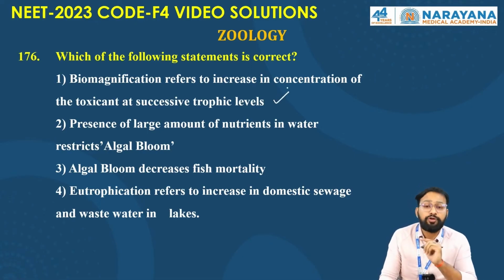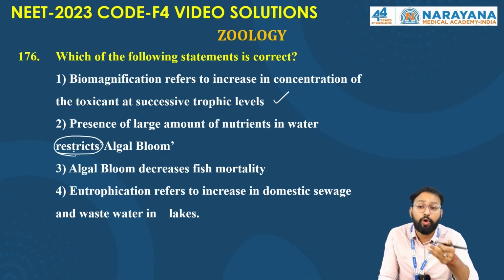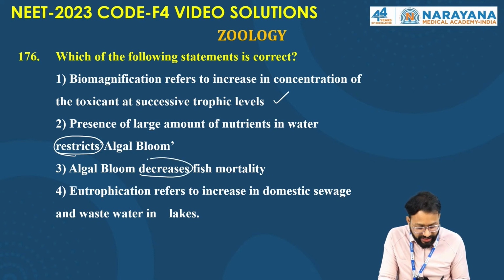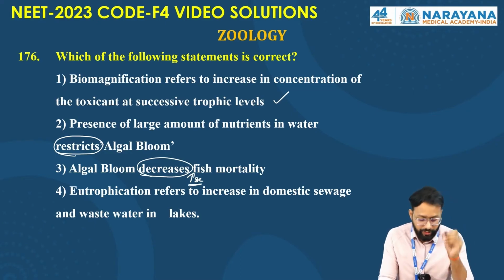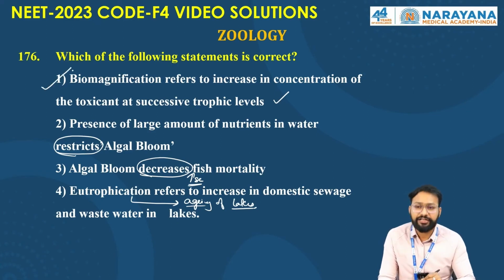Presence of large amount of nutrients in water restricts algal bloom. No, it does not restrict, rather it promotes. Algal bloom decreases fish mortality. No, it does not decrease, rather it is increasing the mortality of fishes. Eutrophication refers to increase in the domestic sewage. No, eutrophication is aging of lakes. So option 1 is correct.